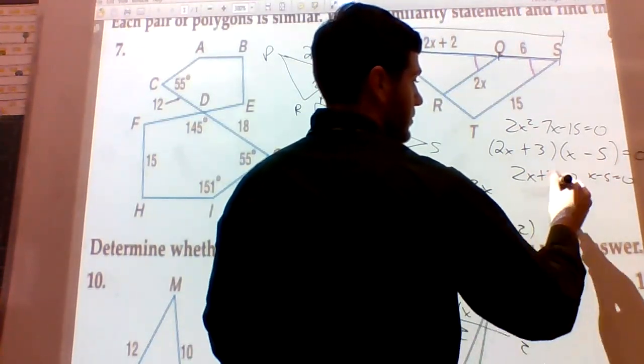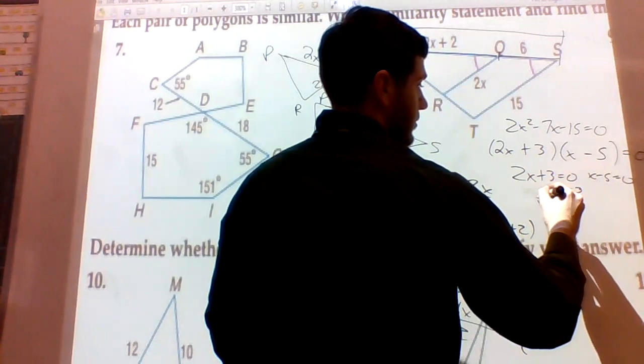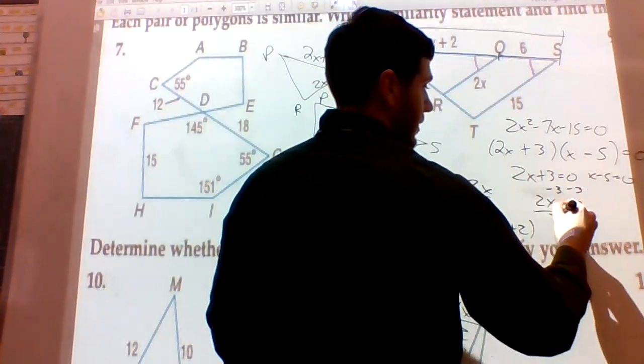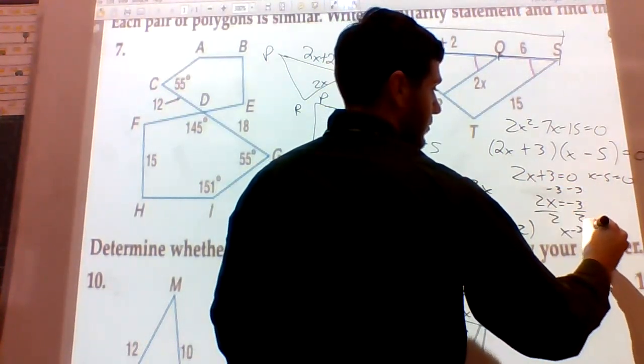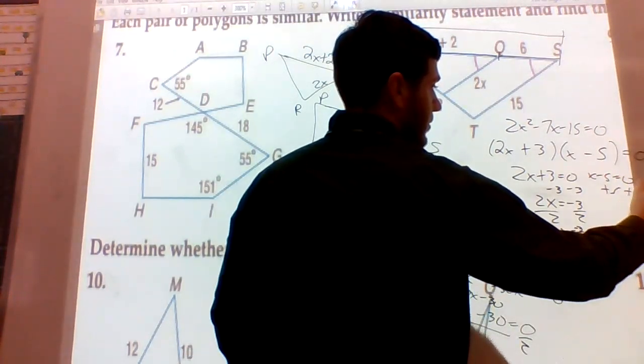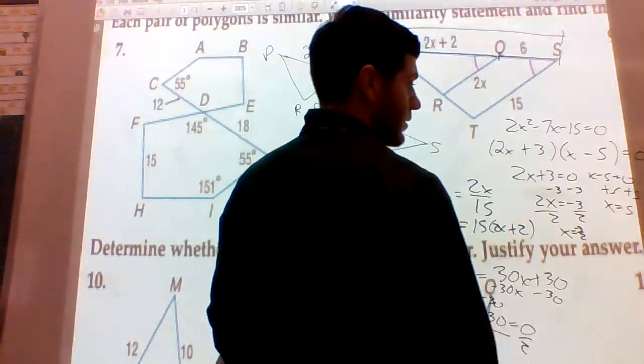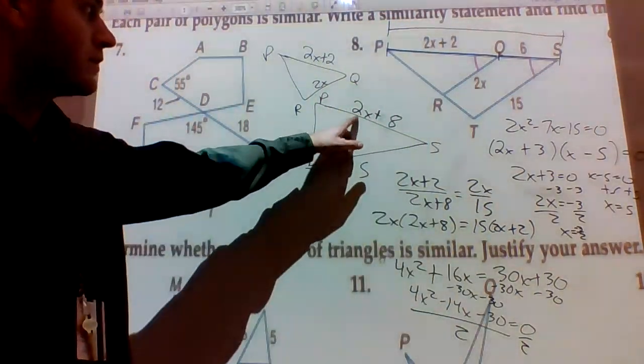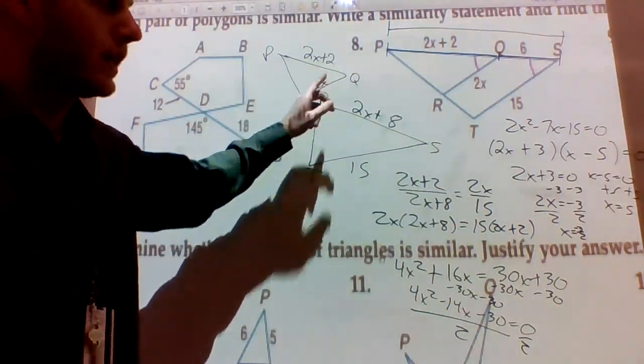Subtract 3 from both sides. 2x equals negative 3, divide by 2. X equals negative 3 halves. Add 5, x equals 5. Okay, the negative one is not going to work because it's going to give us a negative side length.